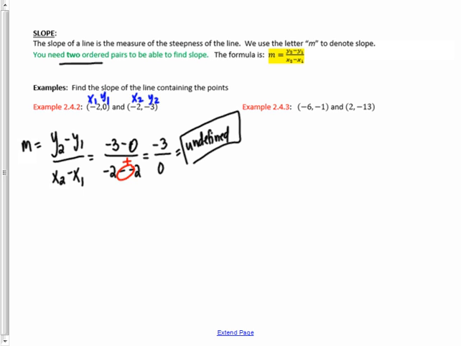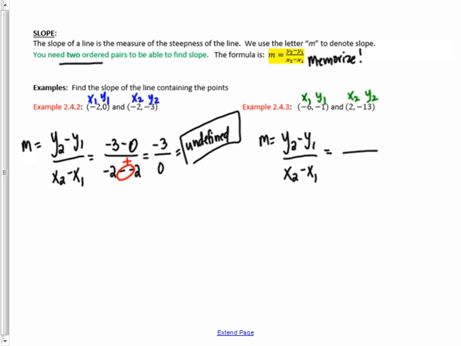Let's do this one, which actually does have an answer. Again, label them x1, y1, and x2, y2. Write your formula down each time. The more you write it, the more it sticks in your head. m is y2 minus y1 over x2 minus x1. Make sure that you memorize that formula. I do not give it to you.